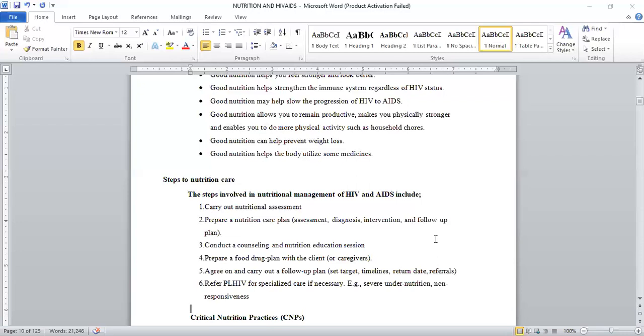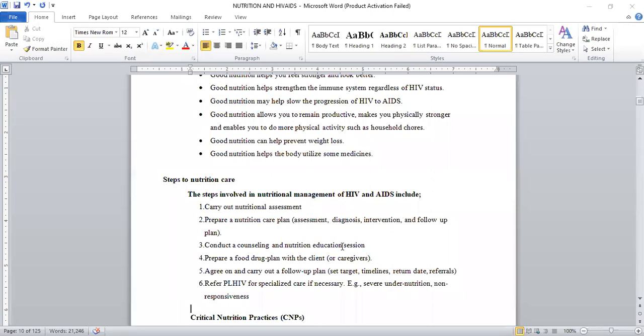So Deborah is asking about the second step. This one is covering almost everything, and that is very true. You see, for example, if I say conduct a counseling and nutrition education session, this is supposed to be under intervention. So that is true, Deborah? Yes, that is okay.